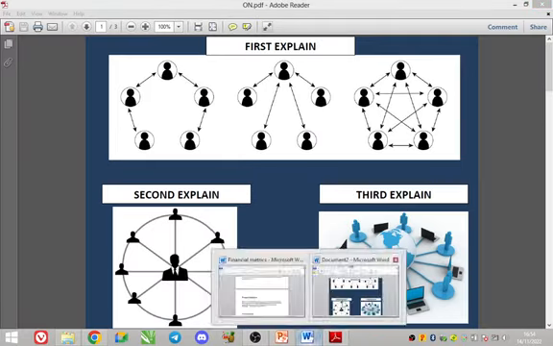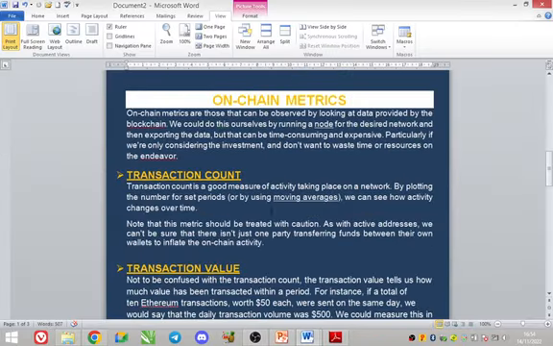But first of all, let me show you a preview. Now, what are on-chain metrics? I told you that the major reason for fundamental analysis is to know the intrinsic data, right?